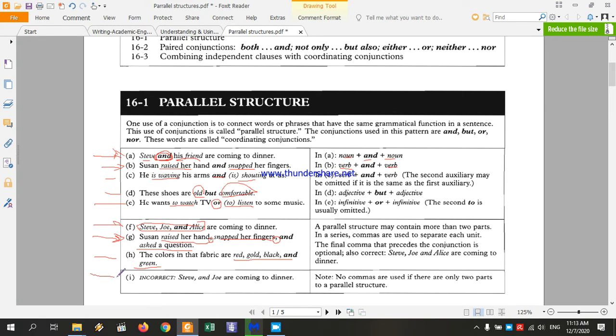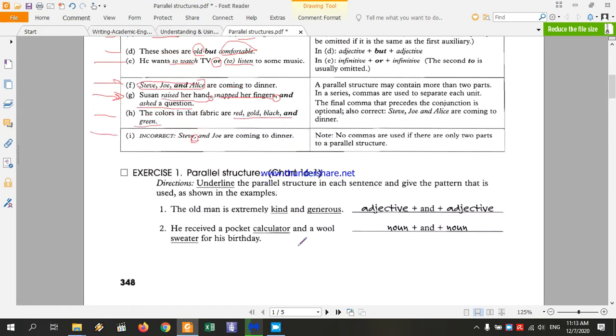You should also remember that we don't need to use a comma if the series contains only two elements. So this is incorrect. We should write Steve and Joe are coming to dinner without a comma. We don't need a comma if we're talking about only two elements.